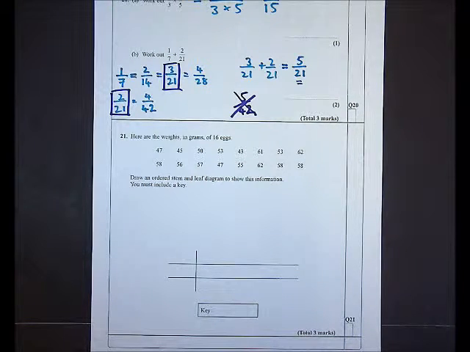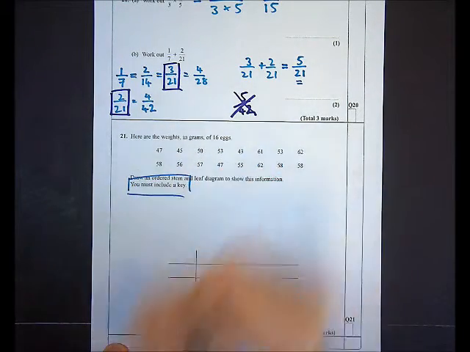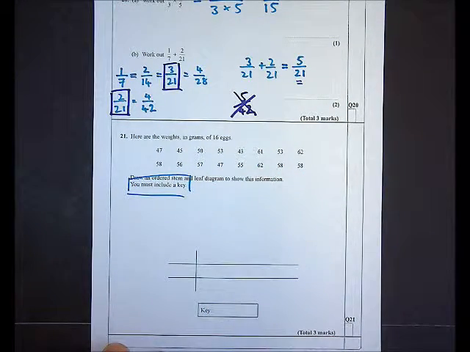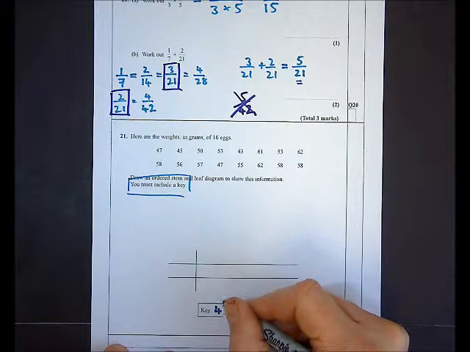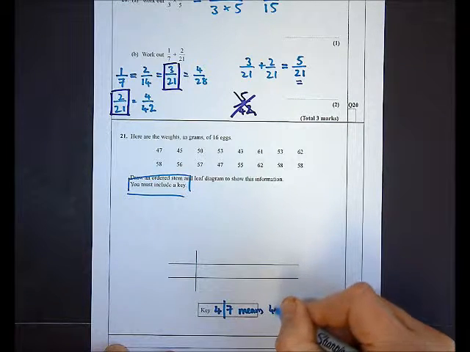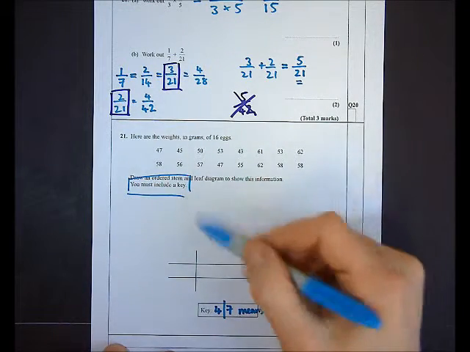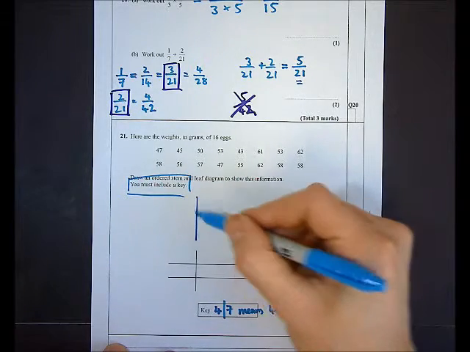In question 21, I'm given the weight in grams of 16 eggs, and I'm asked to draw a stem and leaf diagram, and they've been very specific about me needing to include a key. So I'm going to do that first because it will get me a mark. I'm going to take the first number, 47, and say that 4, a line, and 7 means 47. There's a bit of space here to do an unordered stem and leaf diagram. So I'm going to copy the diagram from underneath.